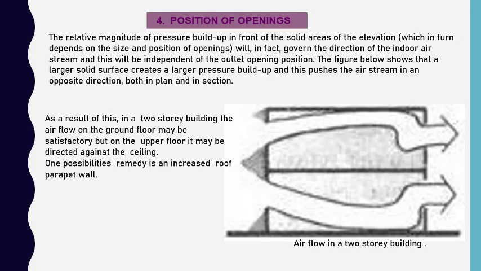The figure below shows that a larger solid surface creates a larger pressure build-up, and this pushes the air stream in an opposite direction, both in plan as well as in section. As a result of this, in a 2-story building, the airflow on the ground floor may be satisfactory, but not on the upper floor. It may be directed against the ceiling. One possible remedy is an increased roof parapet wall.